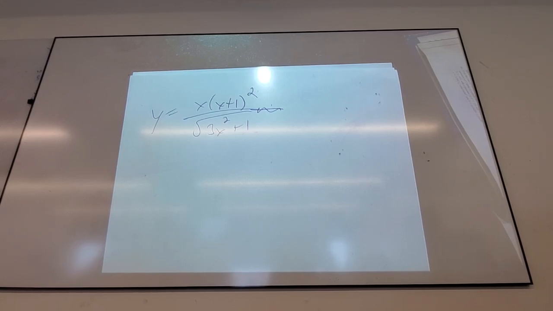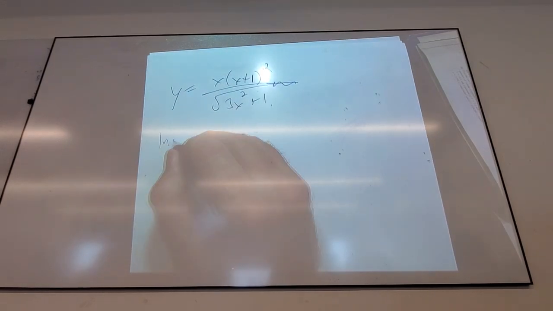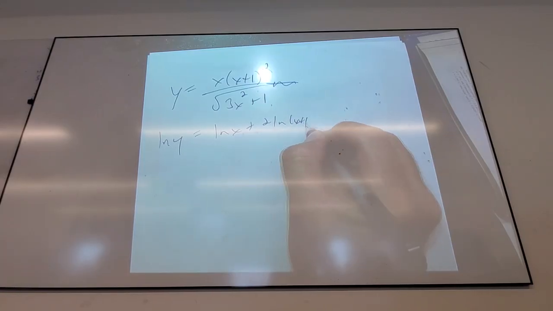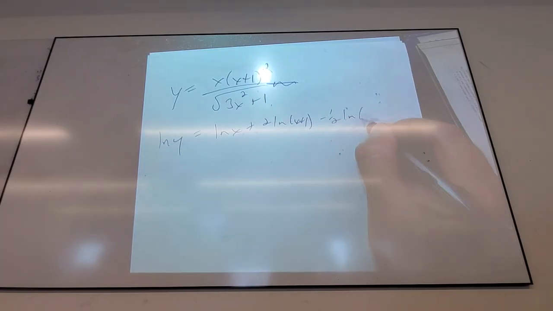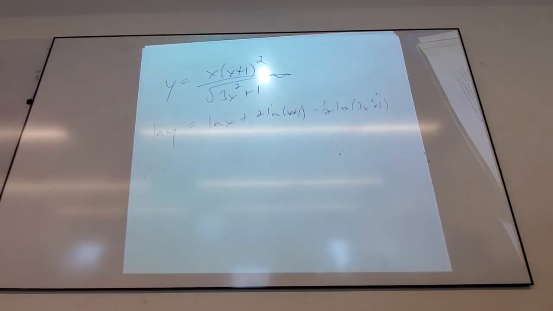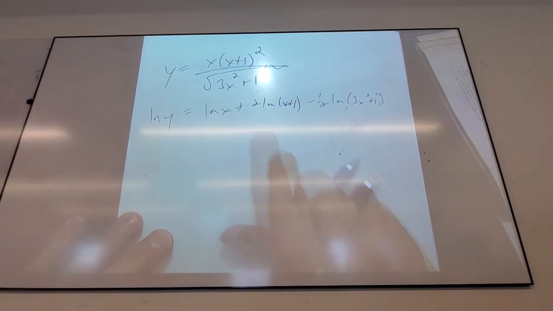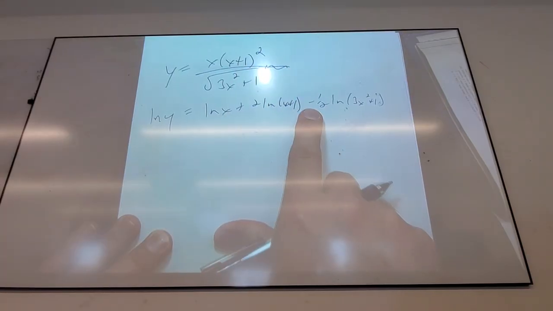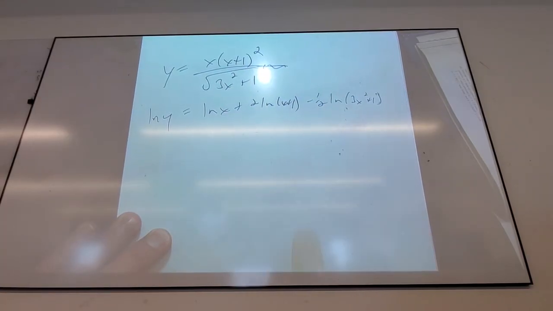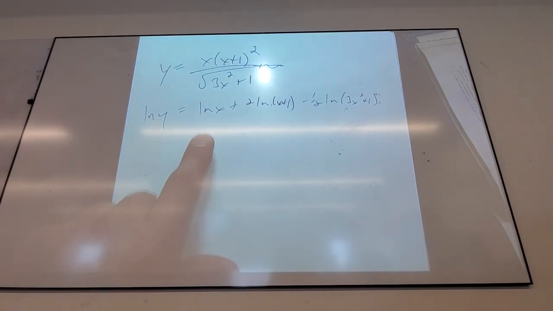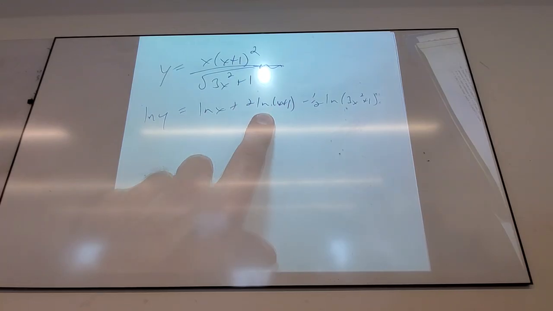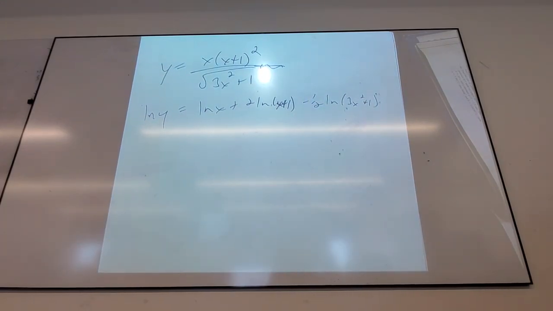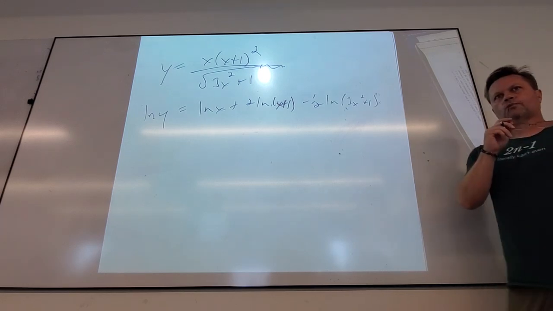Or if you take the natural log of both sides, this would be ln of x plus 2 ln of x plus 1 minus 1/2 ln of 3x squared plus 1. When you multiply, you add, the 2 can come down. When you divide, you subtract, the 1/2 can come down. And now each one of these, what did I write there? Each one of these is relatively easy, right?